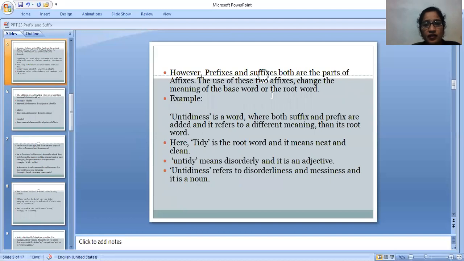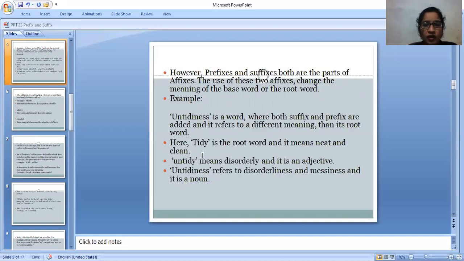However, prefixes and suffixes are both part of affixes. The use of these two affixes changes the meaning of the base word or the root word. As we just discussed, both serve the purpose of creating a new word with different meaning. You can see an example here. Take the word untidiness, with both a prefix and a suffix added. In this word you can see the prefix un and the suffix ness, and it refers to a different meaning than its root word.